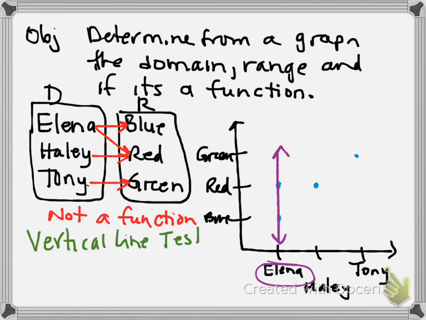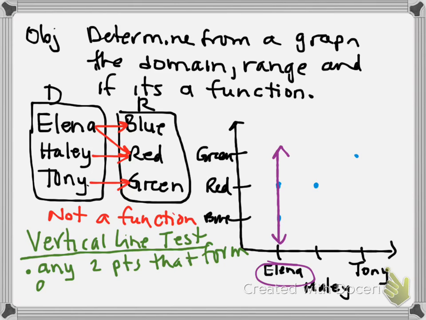The high school has referred to it as the pencil test because they use their pencil as being a vertical line. If you can lay down your pencil vertically, and 2 points are underneath that pencil, then you don't have a function. So you can physically see function or not a function based on this vertical line test. So vertical line test: any 2 points that form a vertical line is the same as not a function.